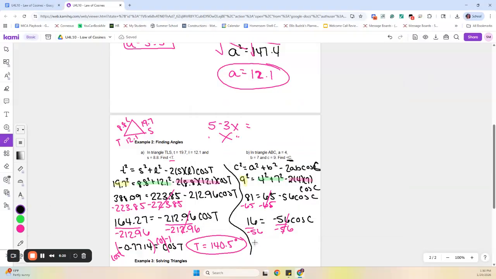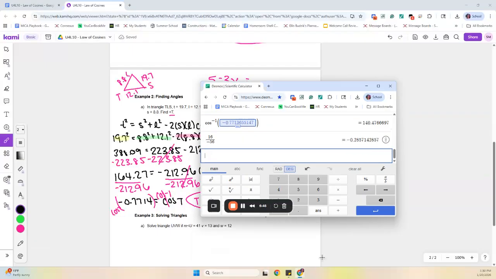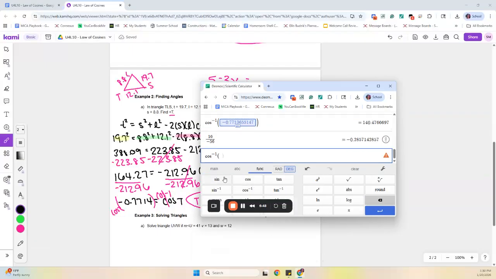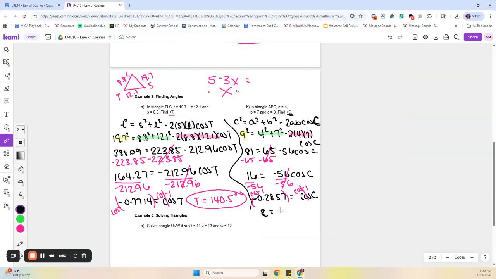That's negative 0.2857 equals cos C. And then we just cos inverse that to cancel it out. So we get cos inverse of that number, and so we get C equals 106.6. And that's our final answer.